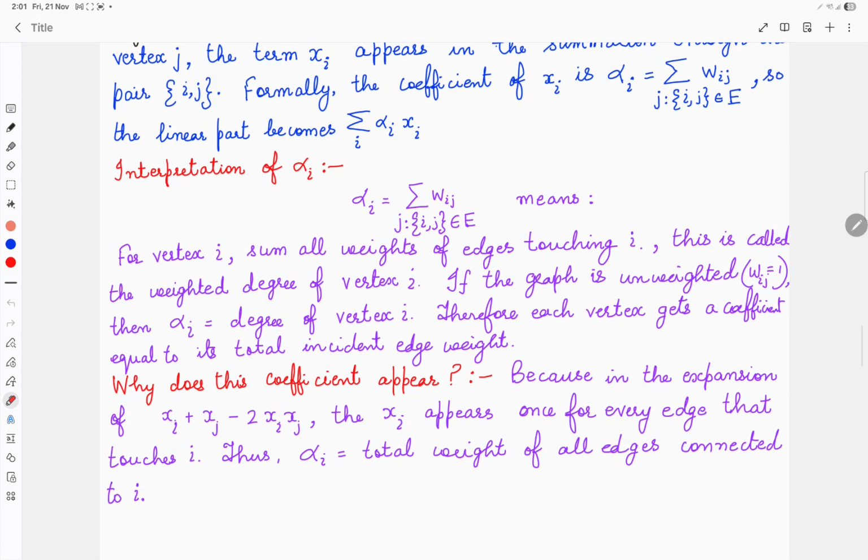Let me explain once again. For vertex i, that means we are considering only one vertex, which is i. What we will do, we will sum all the weights.